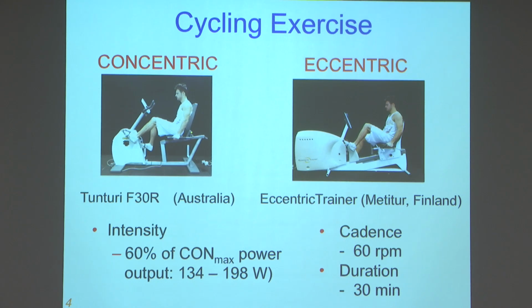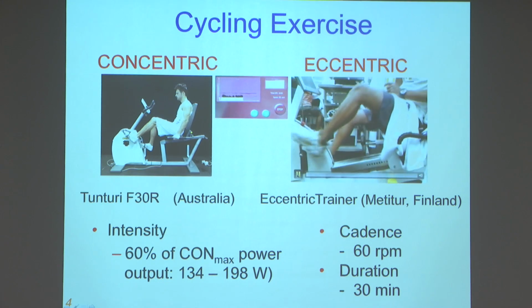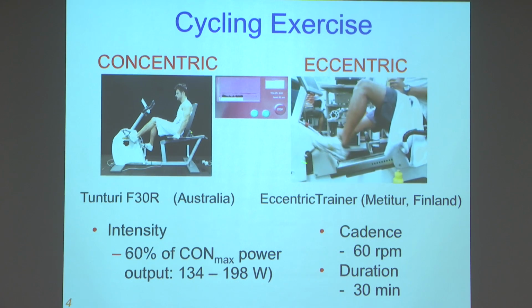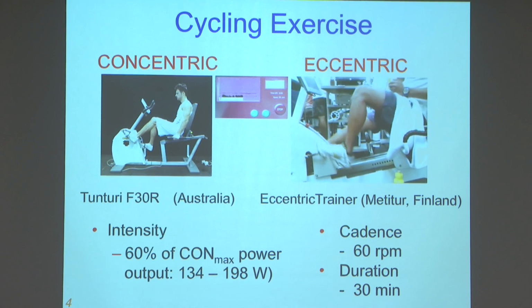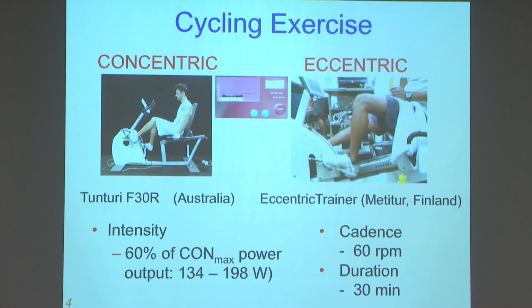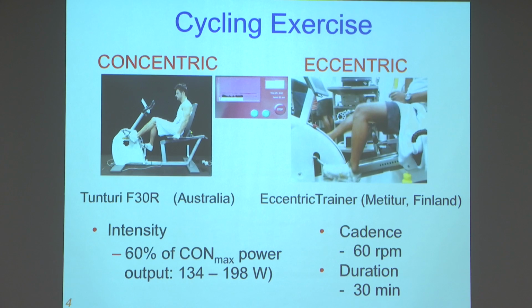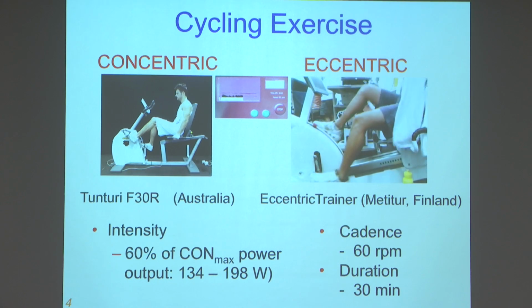So this is a cycling exercise example. In this particular exercise, there's a motor inside. The subject has to resist against the rotation. If the subject tries to push hard, he can stop this rotation, but he has to reduce the force production to do this smooth rotation.